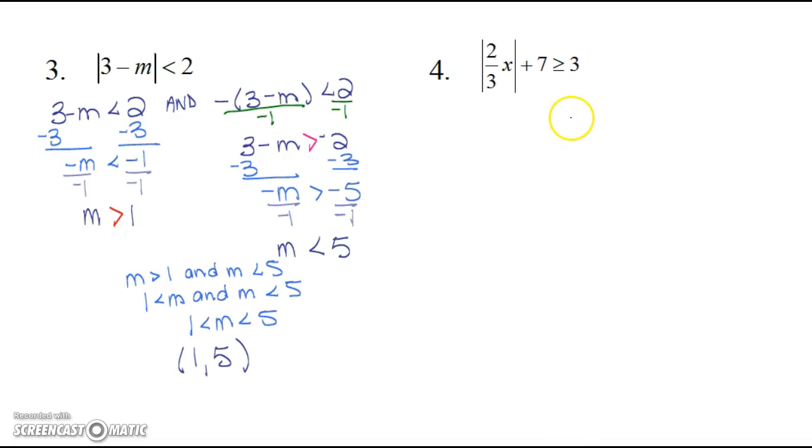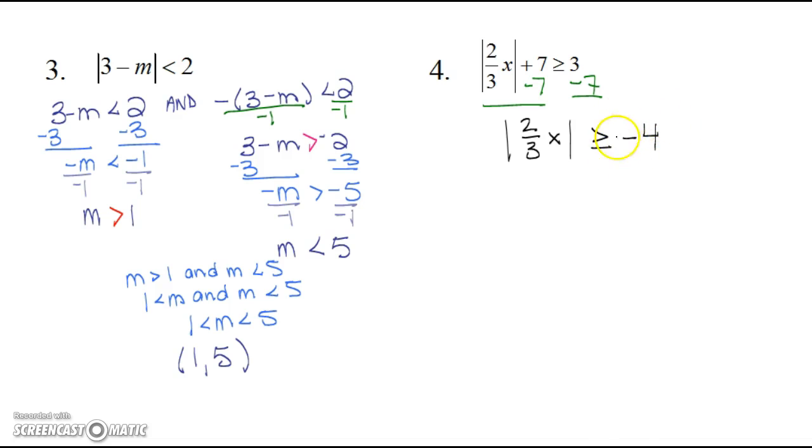For problem 4, this is not ready to solve. What I must do is subtract 7 from both sides first. I will take the absolute value of 2/3 x is greater than or equal to -4. This is a special case.